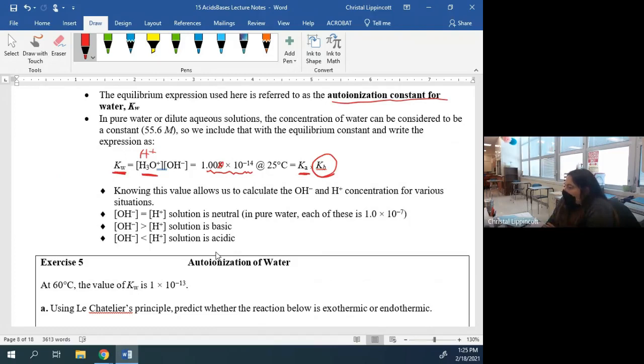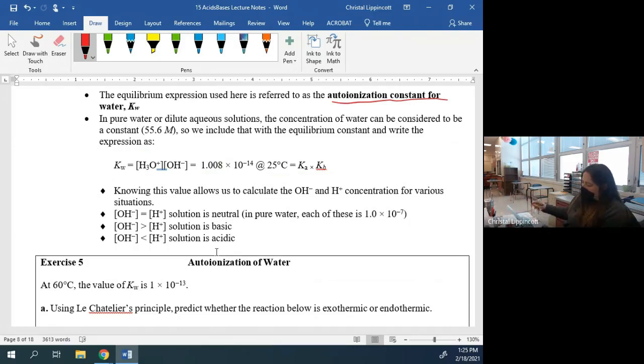If you know this value, you can calculate this one because this is a constant at 25 degrees Celsius. So this KW allows you to slide easily between all of these different values. So KW is always 1 times 10 to the negative 14 at 25 degrees Celsius? That's not on the blue sheet. It is. Yep. That value is on your blue sheet.